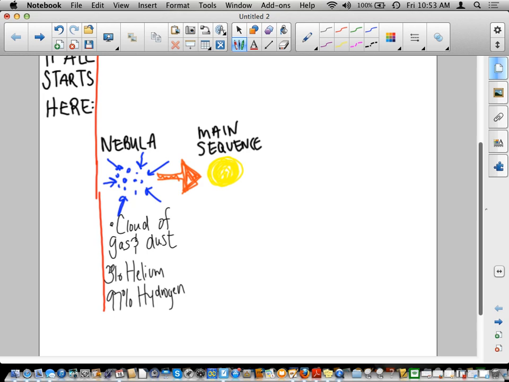Most of our stars are main sequence stars because the majority of their lifespan they spend on this path. A main sequence star is when the star finally begins to shine. So underneath, the star shines because nuclear reactions occur.